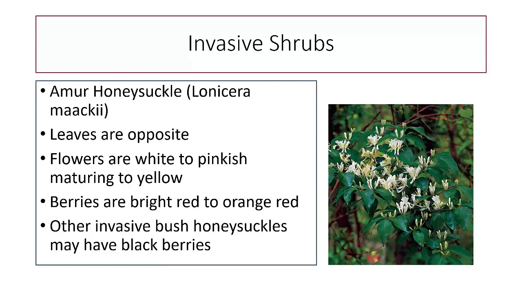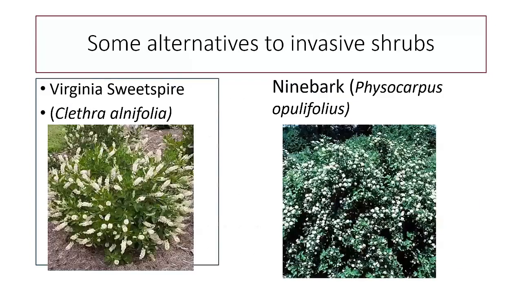There are some other species of honeysuckle which are also invasive, but they may have black berries. So just because it looks like a honeysuckle and has black berries, it probably is an invasive honeysuckle. These will spread all over the place. Like so many invasives, they love disturbed soils.